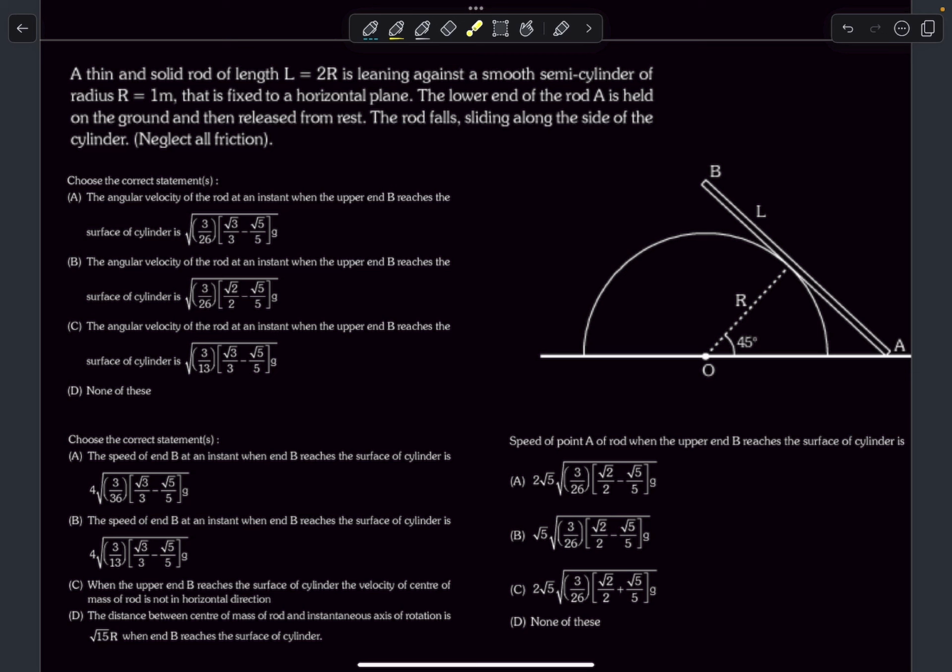Hello everyone, welcome back. So today we'll take up some more problems from mechanics. So let's begin with the first question.